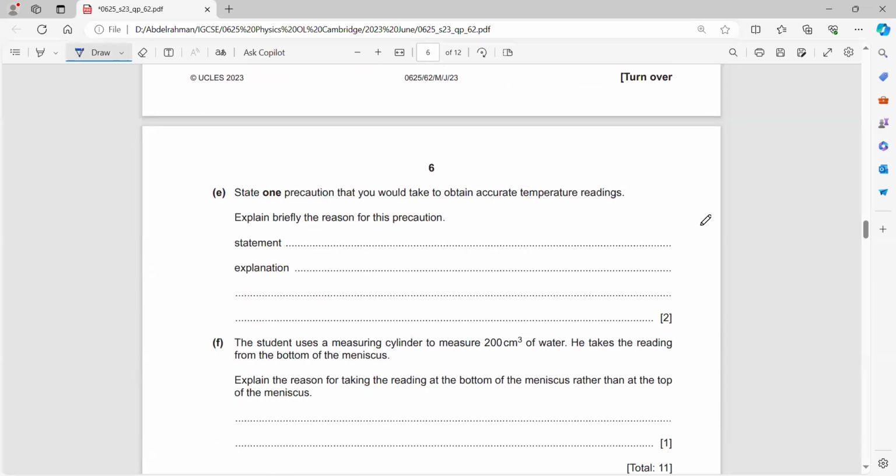State one precaution. What are the precautions that I have to take? What are the precautions of the thermometer? We know them. Read the thermometer at eye level to avoid the parallax error. Take the reading of the thermometer perpendicularly. Why? To avoid the parallax error.